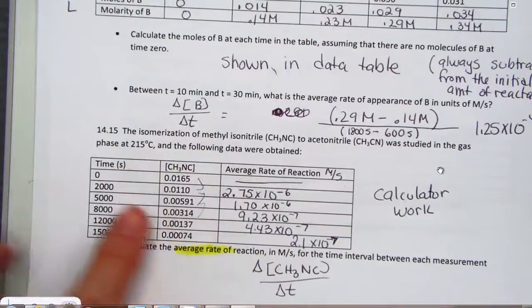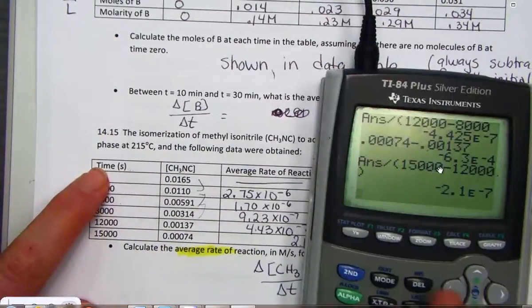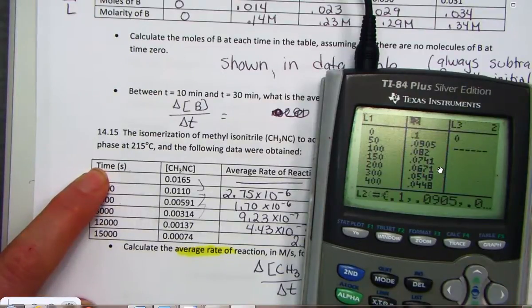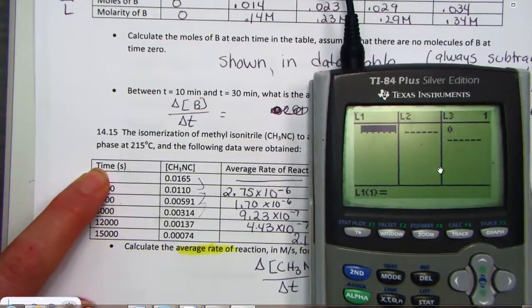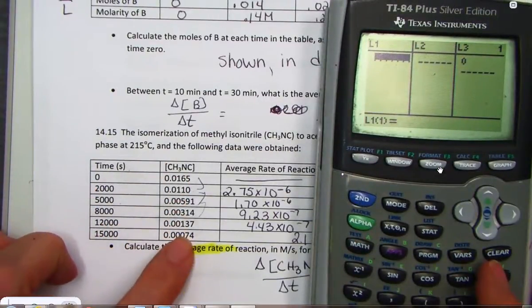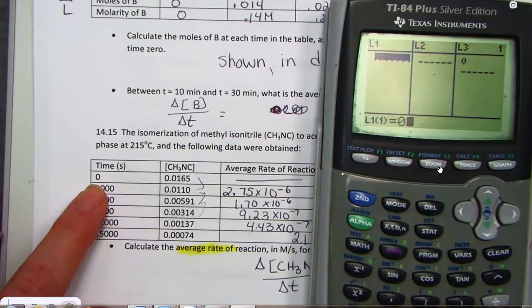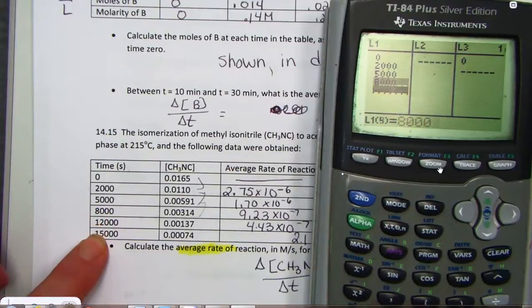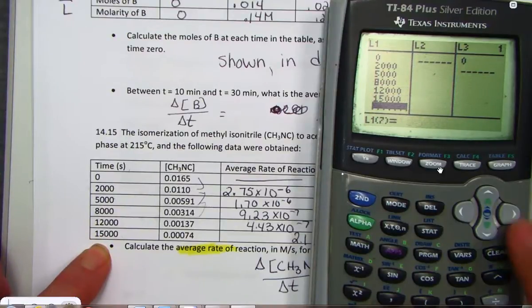The first thing we need to do is enter these lists into our calculator. And the lists appear down here in the problem 14.15. So let's pull up our lists. And if I have something in the list, I'm going to just clear them out. All right, so my two lists are indeed empty. Time goes into list 1, and concentration goes into list 2. So let's type them in. 0, 2,000, 5,000, 8,000, 12,000, and 15,000.